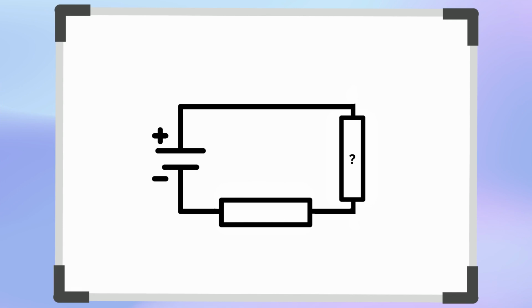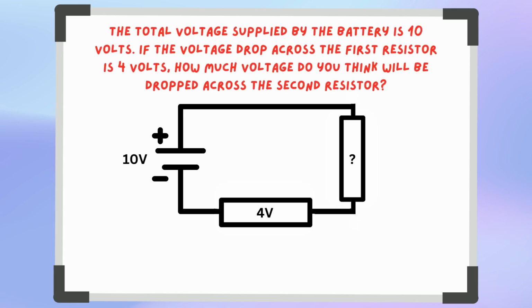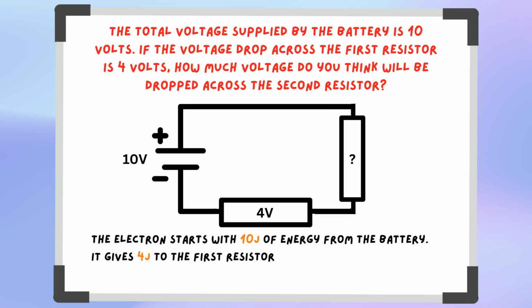Let's examine a simple circuit. Suppose you have a series circuit with 2 resistors. The total voltage supplied by the battery is 10 volts. If the voltage drop across the first resistor is 4 volts, how much voltage do you think will be dropped across the second resistor? Well, if the electron starts with 10 joules and gives 4 joules to that first resistor, then it must give the remaining 6 joules to the second resistor. Hence, the voltage drop across the second resistor will be the remaining 6 volts.